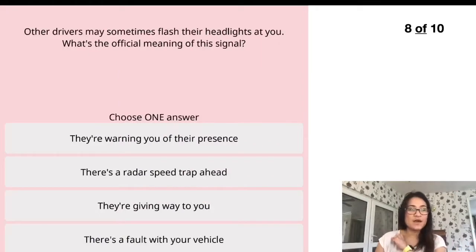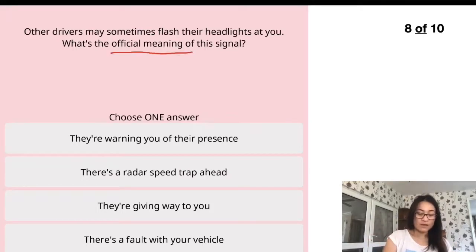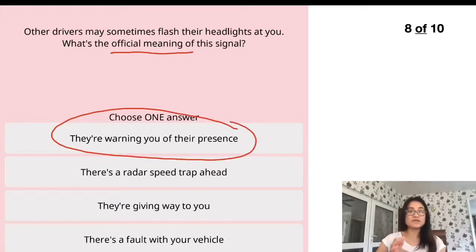Question 8. Other drivers may sometimes flash their headlights at you. What's the official meaning of this signal? They ask you for the official meaning. So let's have a look at the choices. The first one said they are warning you of their presence, this is the correct one. This is the official meaning of when people flash their headlights at you.